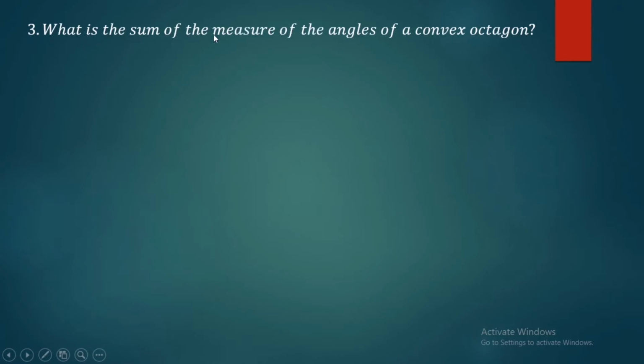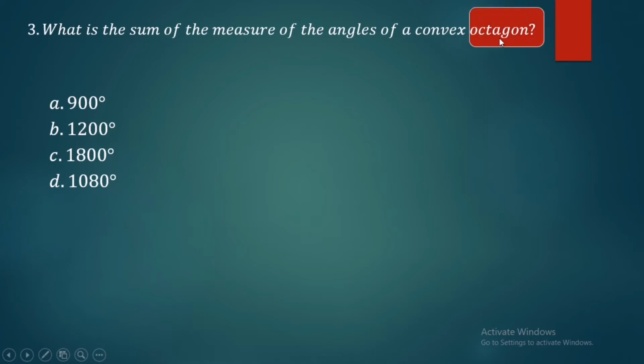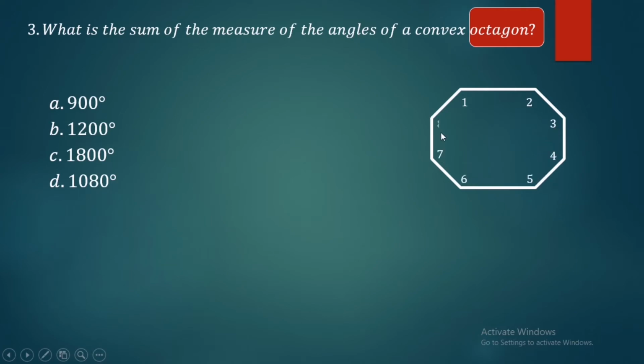Number 3, what is the sum of the measures of the angles of a convex octagon? A, 900 degrees. B, 1200 degrees. C, 1800 degrees. D, 1080 degrees. So our polygon here is the octagon. We know the octagon has 8 sides, and also 8 angles. So we can consider here the value of n is equal to 8.